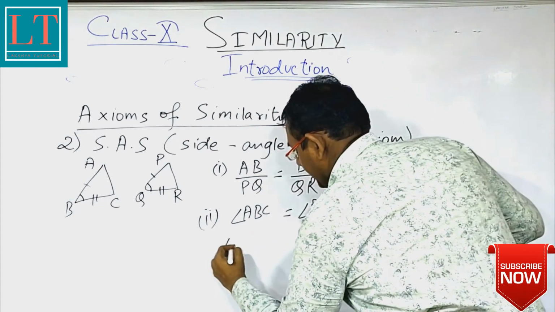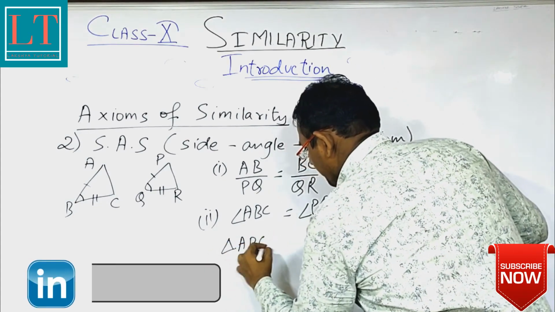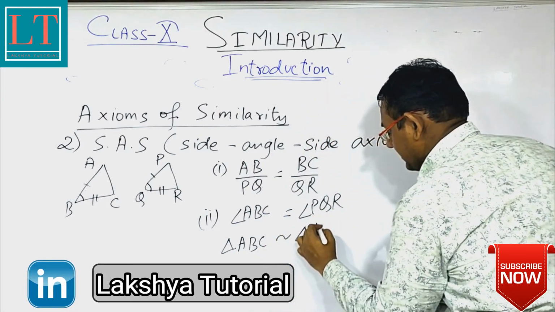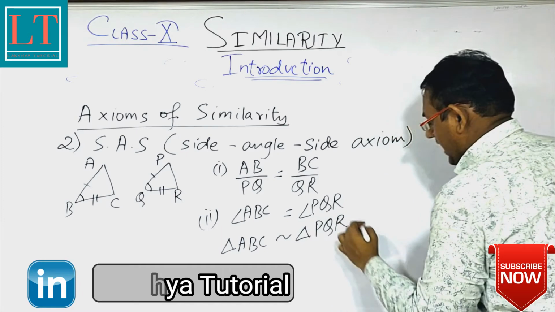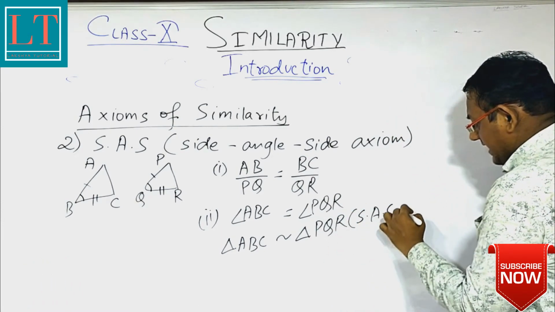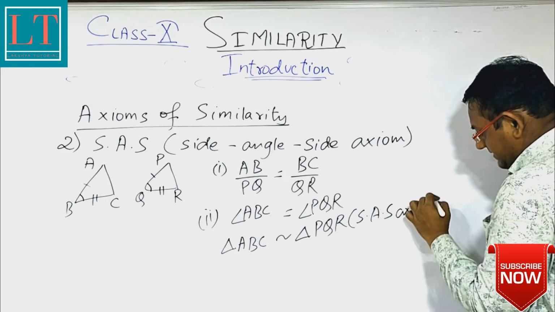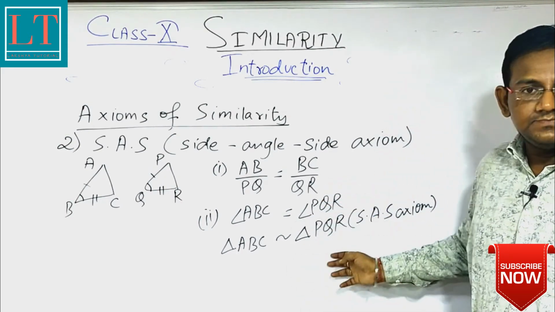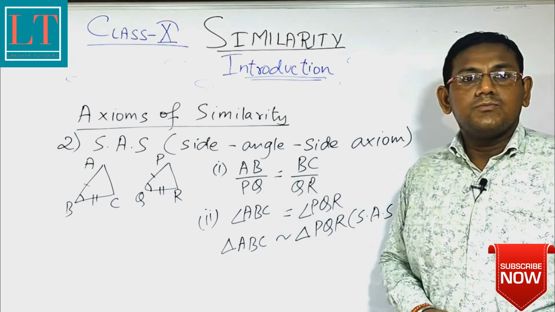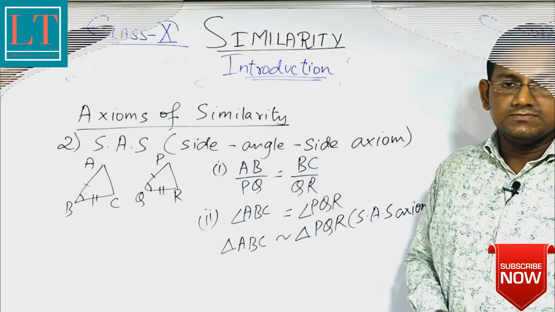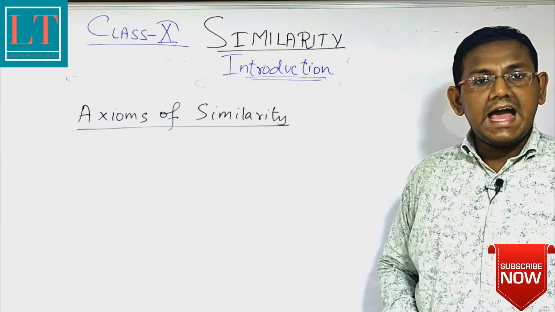then we can say that triangle ABC is similar to triangle PQR by the side angle side axiom. So this is axiom number 2. Now let us understand the third axiom over here.